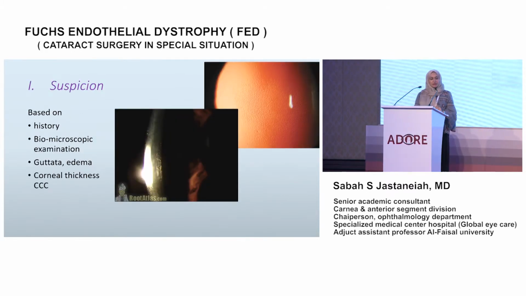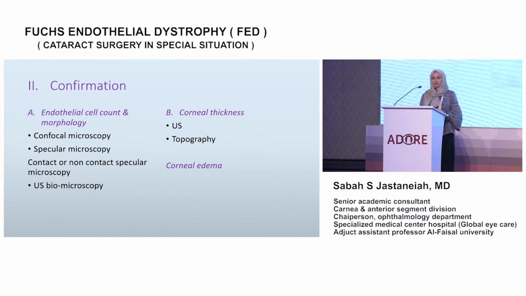So suspicion: this patient comes, they complain of sometimes halos, disturbance with light, the morning edema. You do your biomicroscopic examination. Every cataract surgeon needs to know how to examine for the endothelial cells to find the guttata or to discover even minimal edema clinically. Once you suspect that this patient is having low endothelial cell count or having Fuchs, then you have to confirm your suspicion.